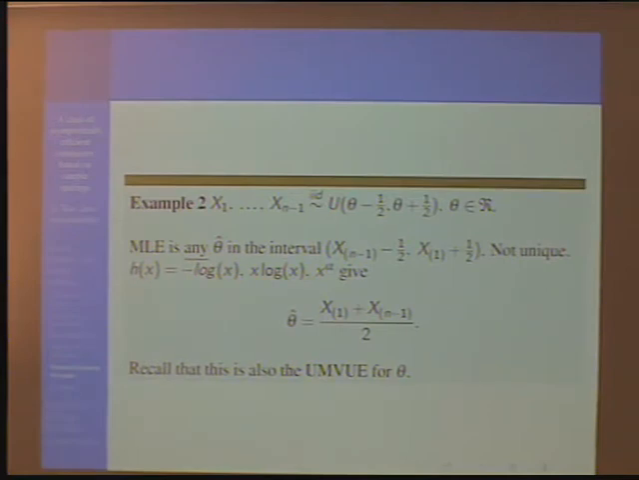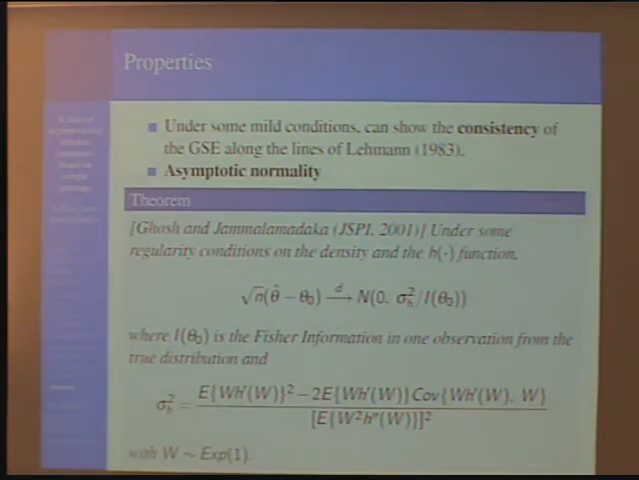Similarly, if you have a rectangular distribution, uniform from theta minus half to theta plus half, then you can show that with any of these h functions, theta hat turns out to be x1 plus x(n-1) over 2. Whereas the MLE is any value in between those two numbers. MLE is not uniquely defined. Whereas spacings estimation gives you that nice estimator.